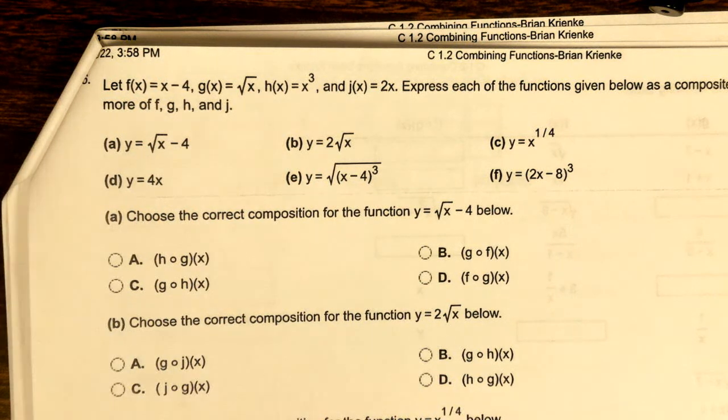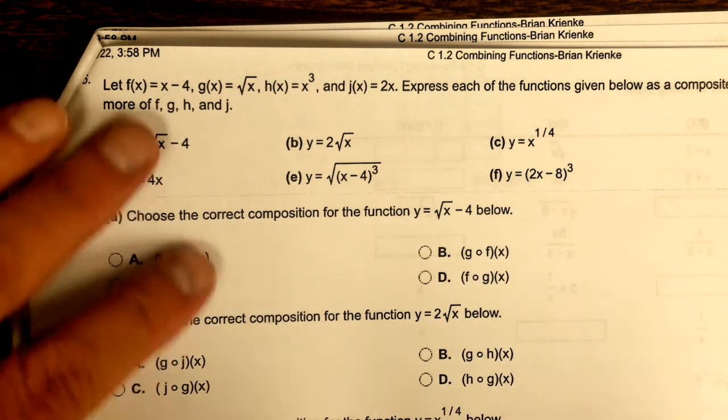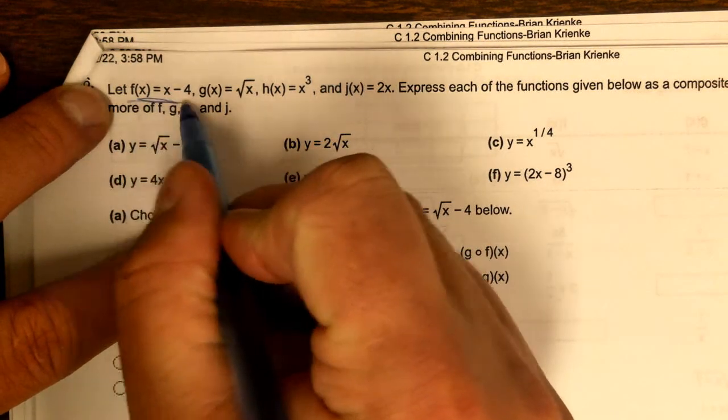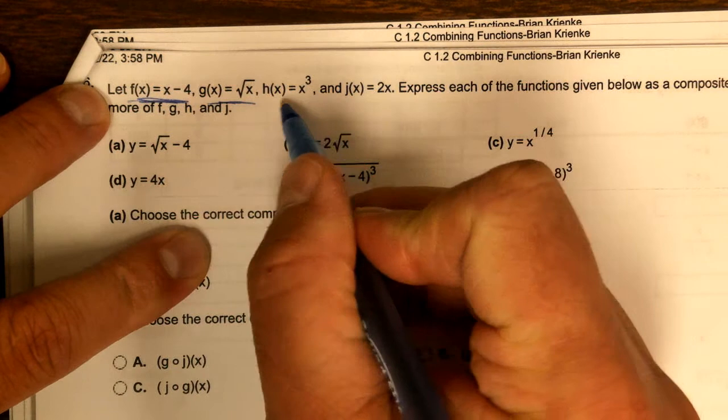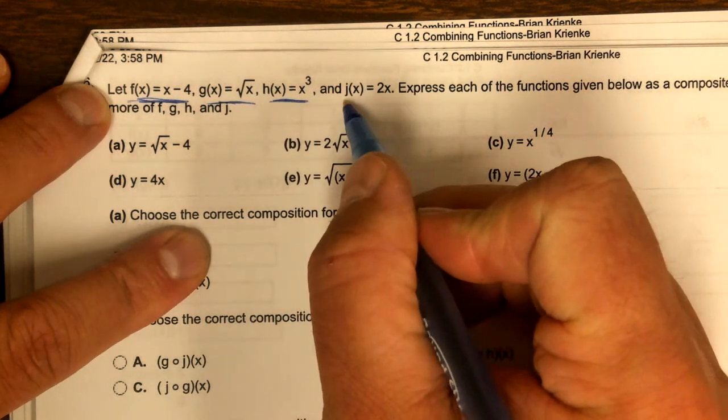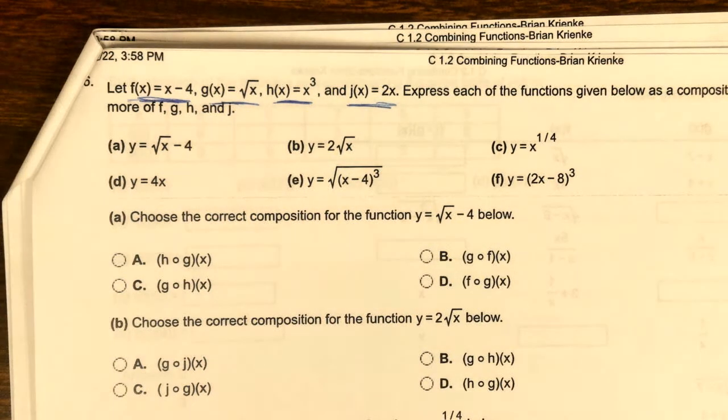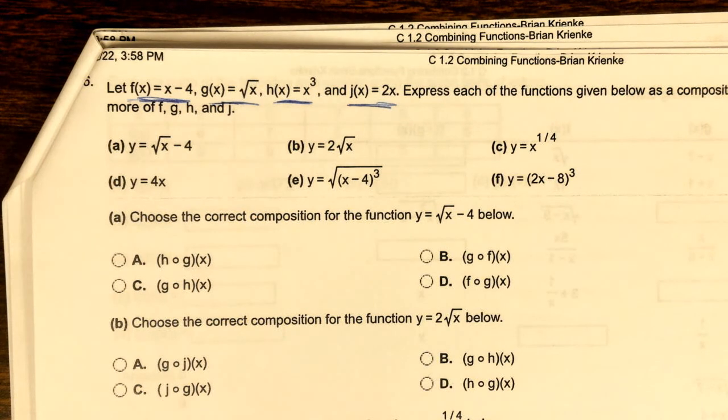Okay, this is your second video on 1.2 combining functions. So this is based on the f function, the g function, the h function, and the j function. There is no I function, but it's f, g, h, and j. So be very careful.